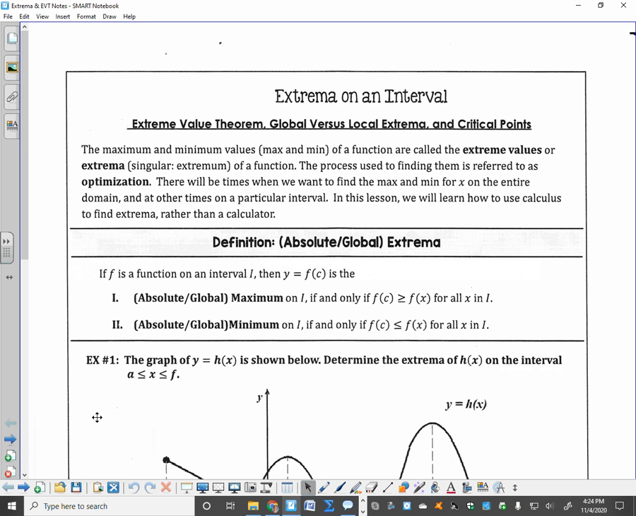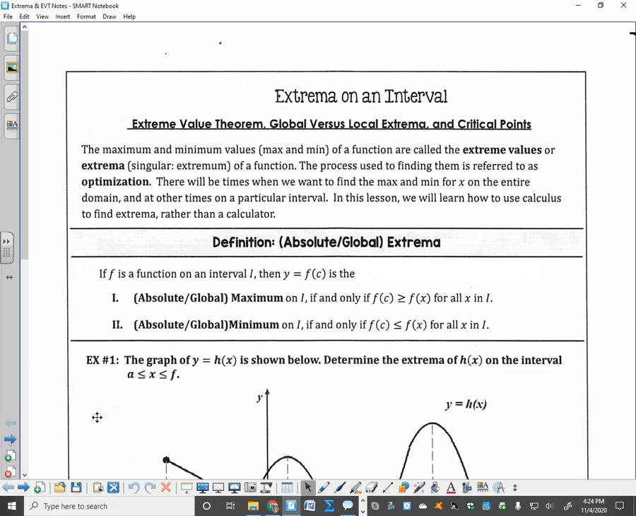Okay, so we're starting Unit 4, and we're going to start by talking about what a derivative can do for us graphically. We're going to talk about relative maxes and mins, absolute maxes and mins, extreme values, critical numbers, and a candidate's test. So that's what we're doing today.